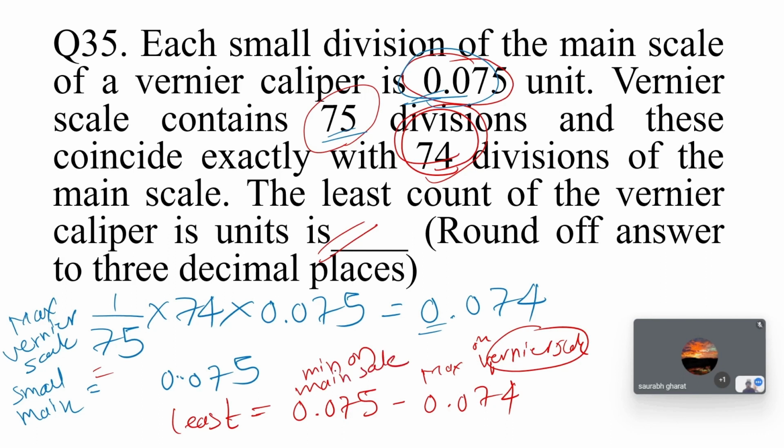Okay, so the difference that you get will be the least count that you can measure with that instrument, with that vernier calipers. So this is the minimum on the main scale and the maximum on the vernier scale. If you subtract both, you get the least count. It is fairly simple. Because 74 divisions coincide, this will be the maximum on the vernier scale, and it will be the minimum on the main scale.